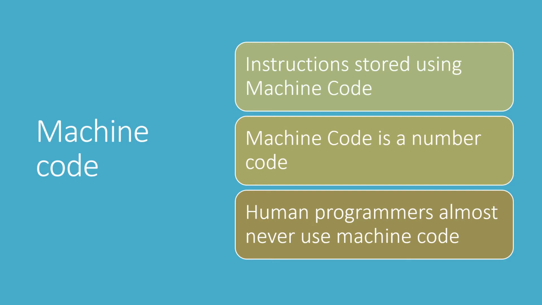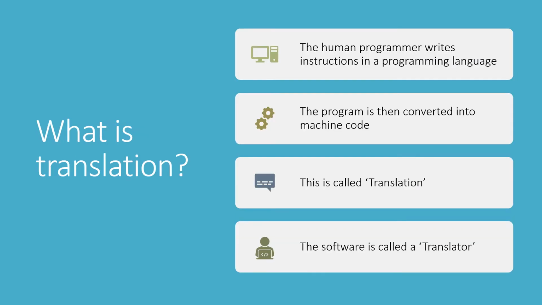Machine code is the way that instructions are stored in binary form inside RAM. We hardly ever write programs in machine code. It's purely numerical. When we want to create software, the human programmer writes instructions using one of the many programming languages. But these instructions need to be converted into machine code before they can be used in the fetch execute cycle. Turning a program into machine code is called translation, and it's done by some software called a translator.